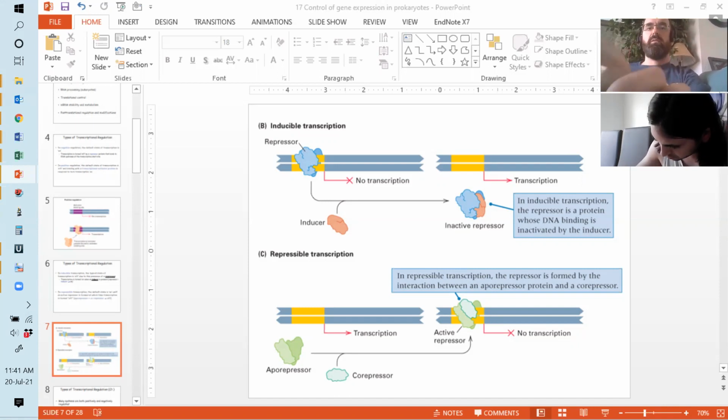And C would be negative, oops, repressible. And the same again, negative because DNA alone equals transcription. Repressible because repressor alone doesn't bind. Needs an extra factor, basically.